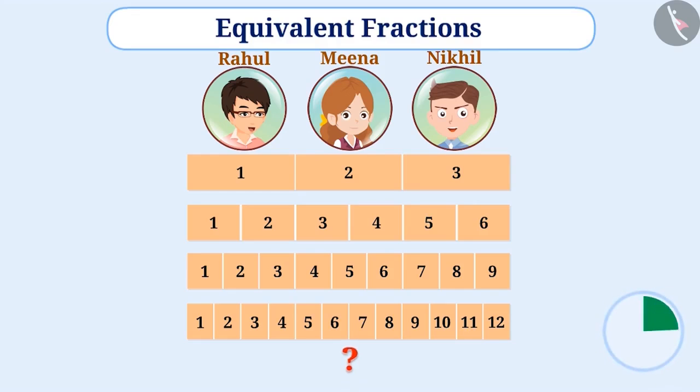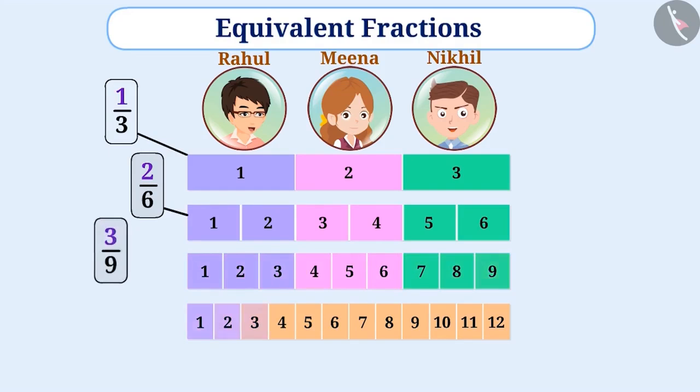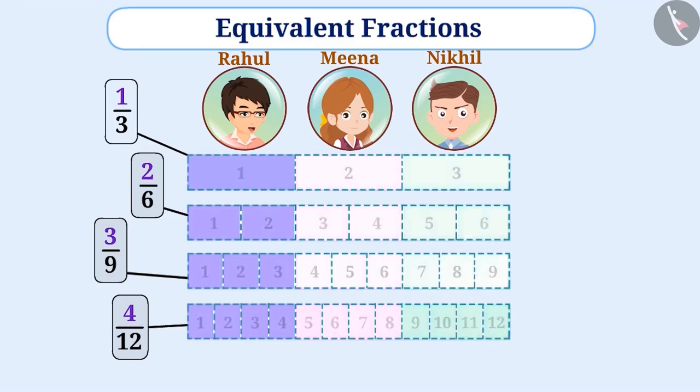Think for a while. Let me tell you. Everyone will receive one part out of 3 parts from the first strip. That means everyone will get 1/3 part of the first strip. Now, there are 6 parts of the second strip, so everyone will receive 2 out of 6 parts. That means each person will get 2 by 6 parts of the second strip. Similarly, each will get 3 by 9 parts from the third strip and 4 by 12 parts from the fourth strip. Now let's discuss the parts received by Rahul.